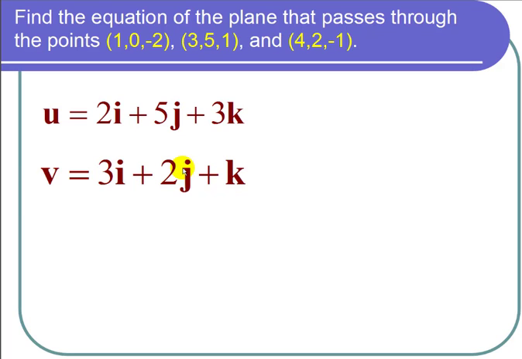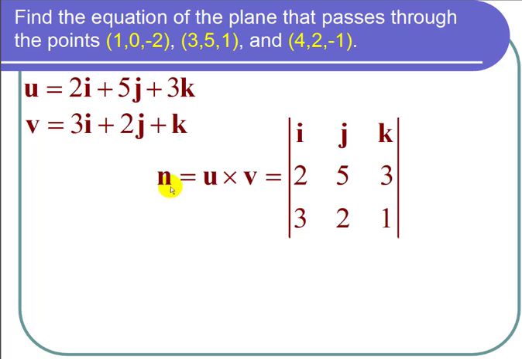If I take the cross product of those 2 vectors, I'll arrive at the normal vector. So my normal vector n is equal to u cross v, and I set up the matrix i, j, k. u is 2, 5, 3, and v is 3, 2, 1. So now I just take this determinant by looking at i times 5 minus 6, or negative i. Then we subtract j times 2 times 1 is 2, minus 3 times 3 is 9, 2 minus 9 is negative 7, so minus negative 7j, or plus 7j.